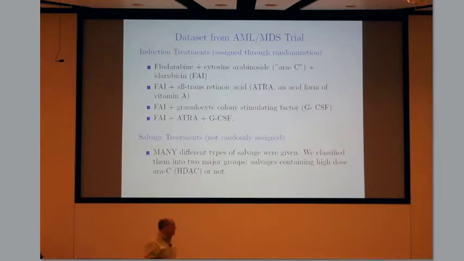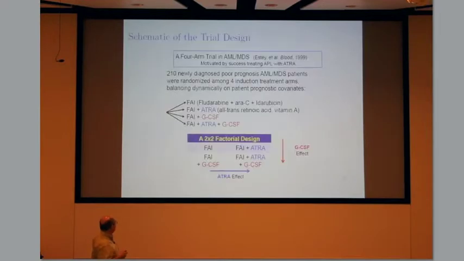If we didn't do this, we wouldn't be able to make any progress. And so we have 4 frontlines and 2 salvages, and a schematic of the design in the trial, little arrows mean randomization. And if you look at it, you see this is a classical 2x2 factorial design.